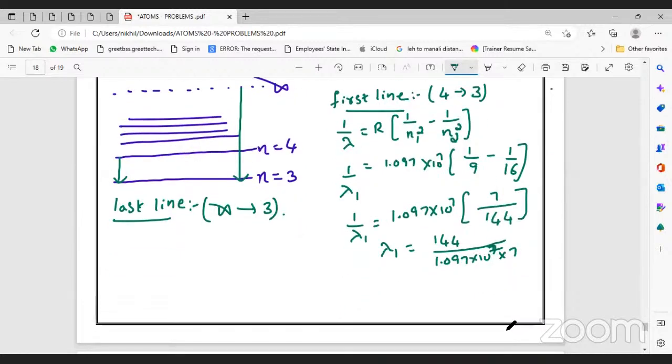So how can you find this lambda 1? You have to do the calculations. What is the value of this? 144 divided by 1.097, and once again you have to divide by 7. You will get 18.75 into 10 power minus 7, or you can take 1.875 into 10 power minus 6 meter. So 1.875 micrometer is the first wavelength.